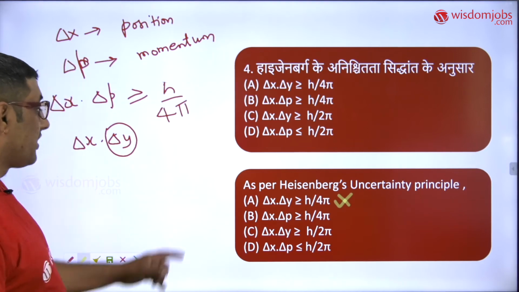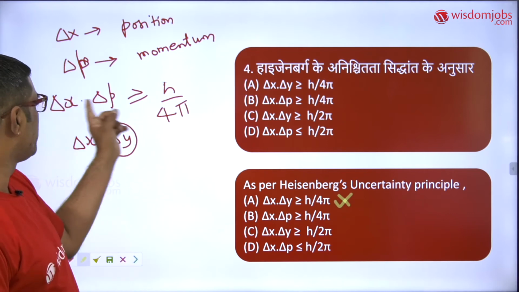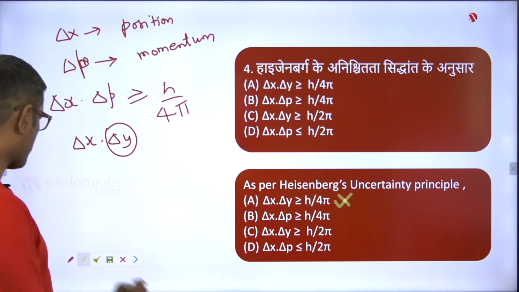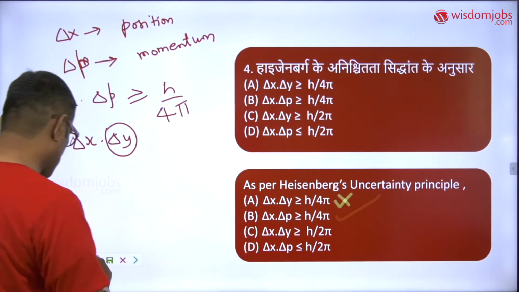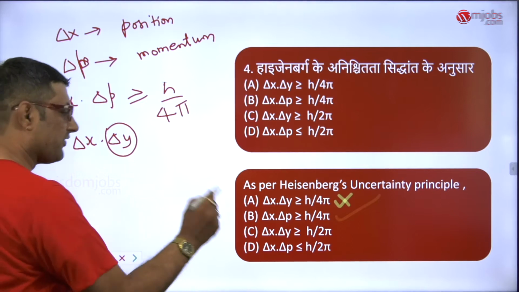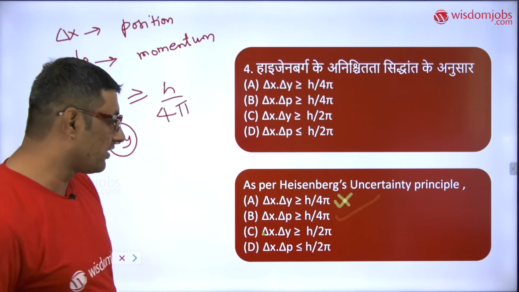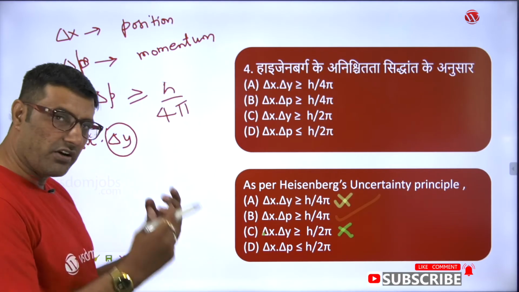Okay, next, coming to delta x into delta p. Yes, if you compare this delta x into delta p greater than or equal to h by 4 pi, option B might be a correct option. Okay, next, coming to option C, delta x into delta y. Once again delta x into delta y here, so this is also a wrong option. Delta y is not at all coming into the picture.